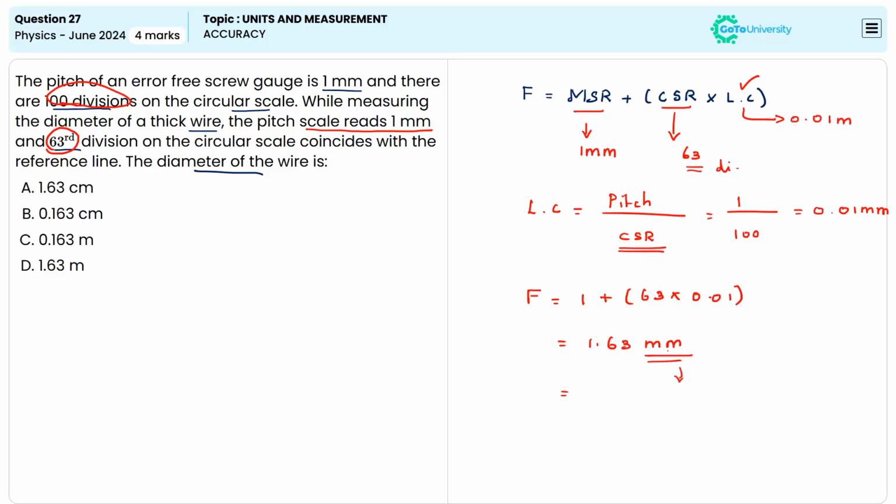When we convert millimeter to centimeter, it will be equal to 0.163 centimeter. So the correct answer for this question is option B here.